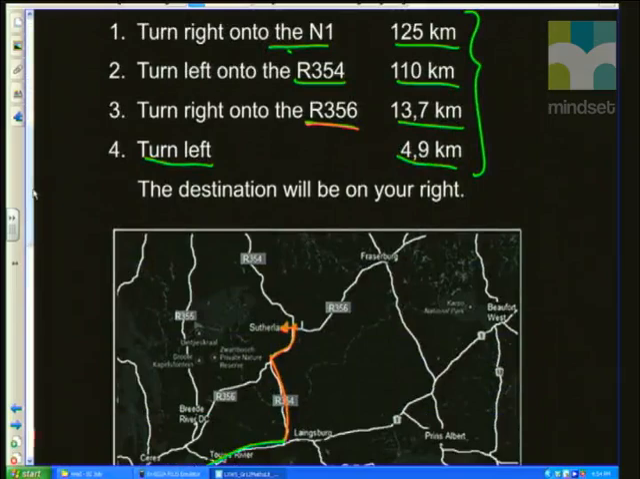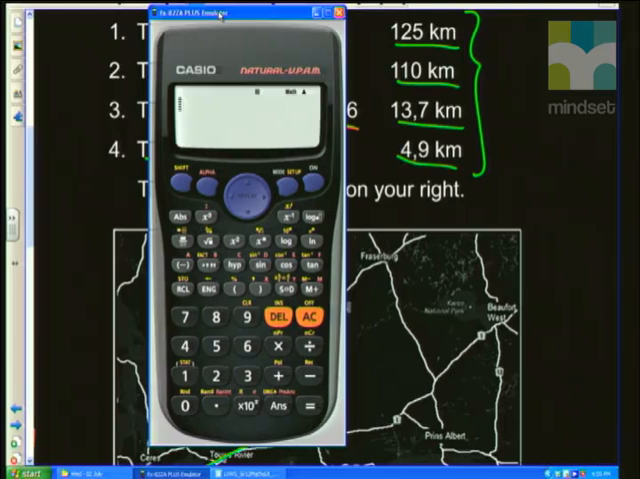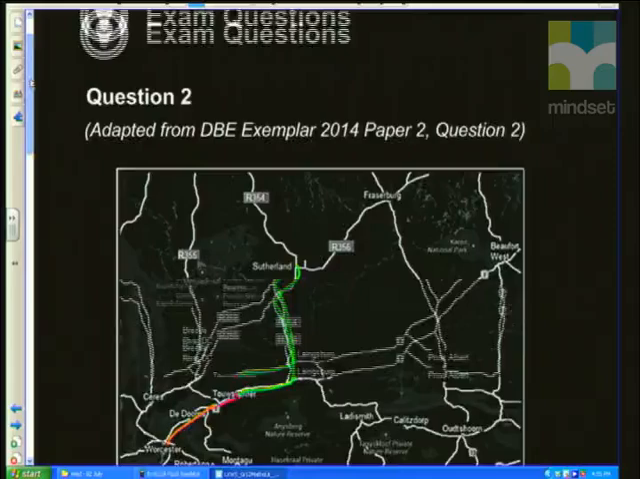So we're going to get the total distance, reading the figures: 125 plus 110 plus 13.7 plus 4.9. I think I've put everything in as it should have been, and we get the final answer of 253.6. Let's put it down as my total distance, 253.6.